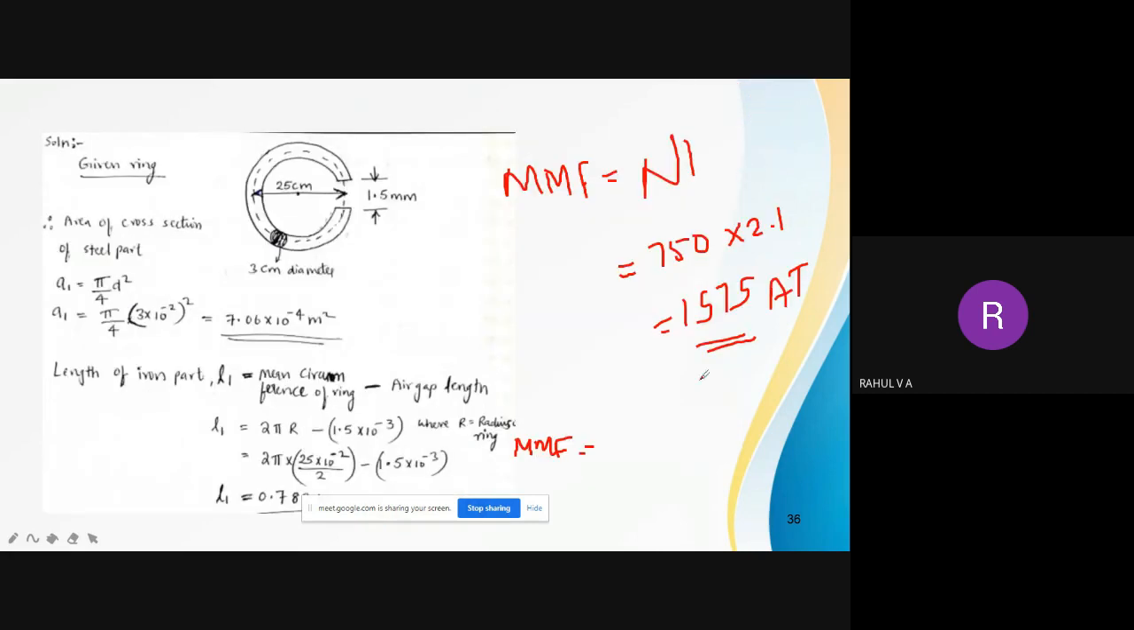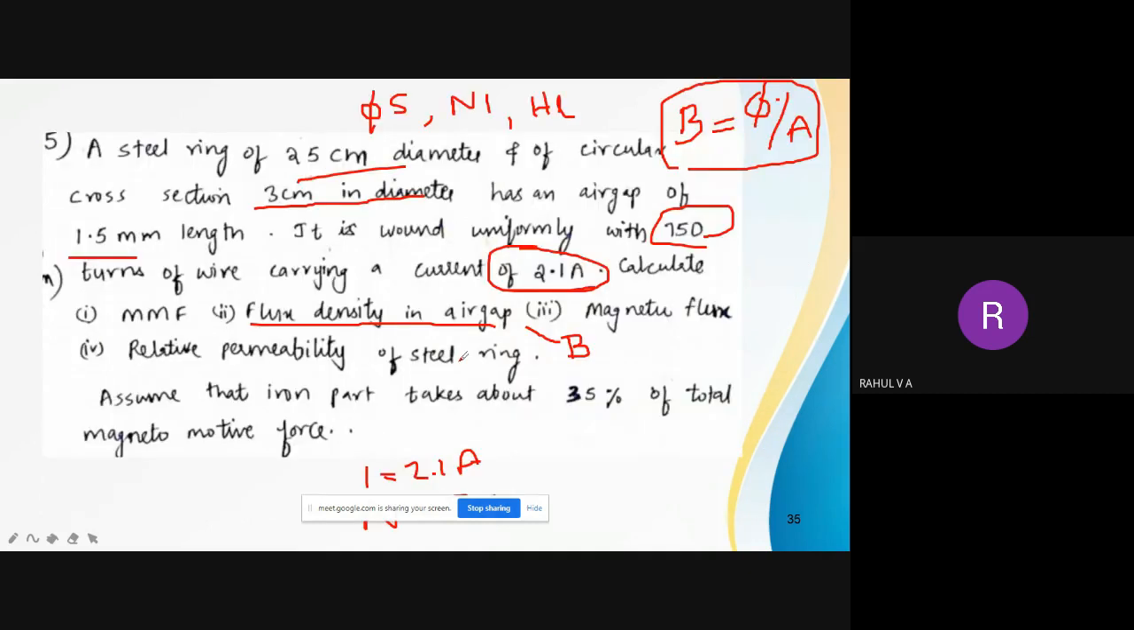And if you look at this equation, we have one more equation for MMF, where MMF is equal to B divided by mu 0 mu R1 into L1 plus B divided by mu 0 Lg. So this is another formula for finding out MMF. Okay, and let us go for the last sentence of this question.